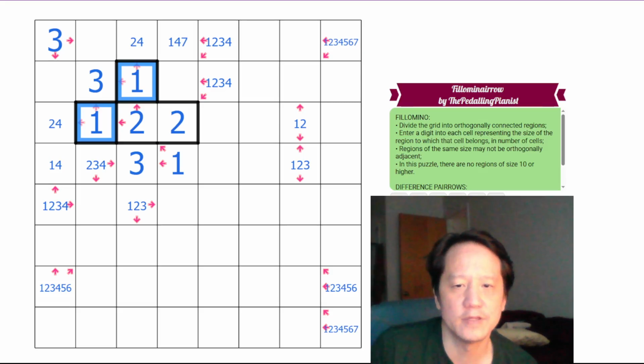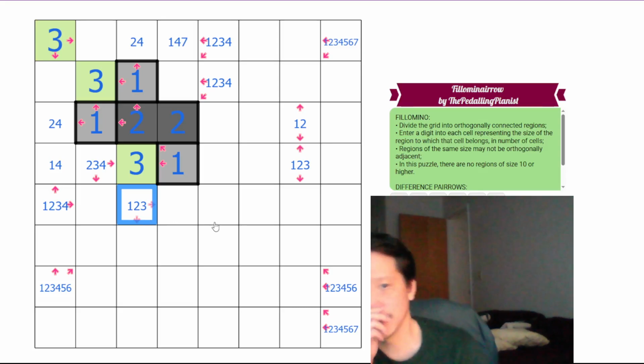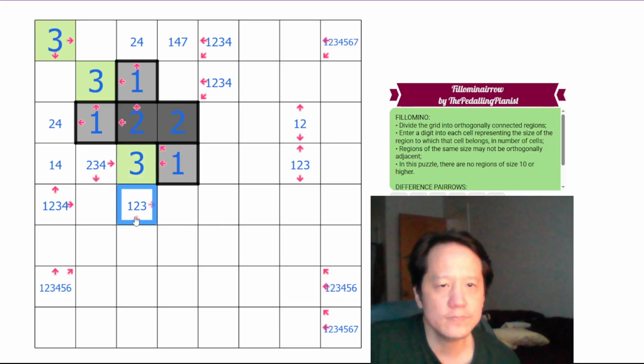We'll make these medium, medium, dark for 2. 3 will make green. This is 1. This has to have a 3, so it's either 3 that way or 3 this way. Yeah, it could be 3. So this is done as a region.